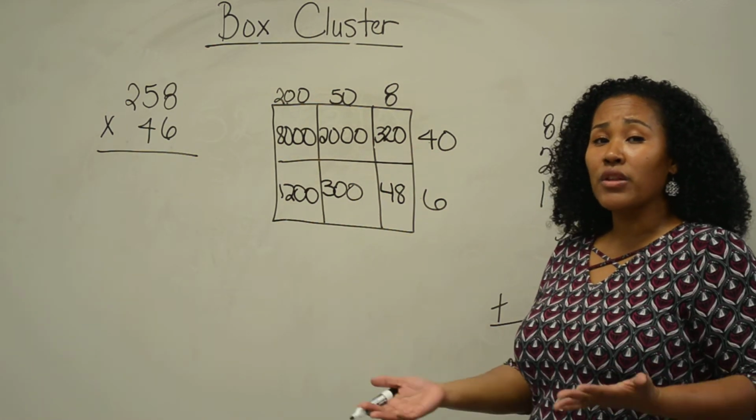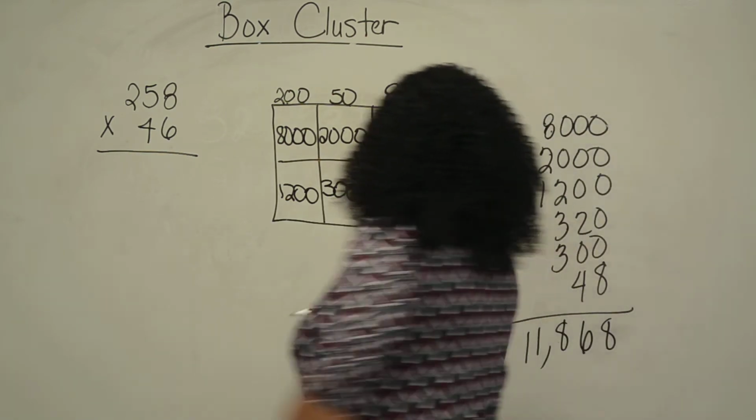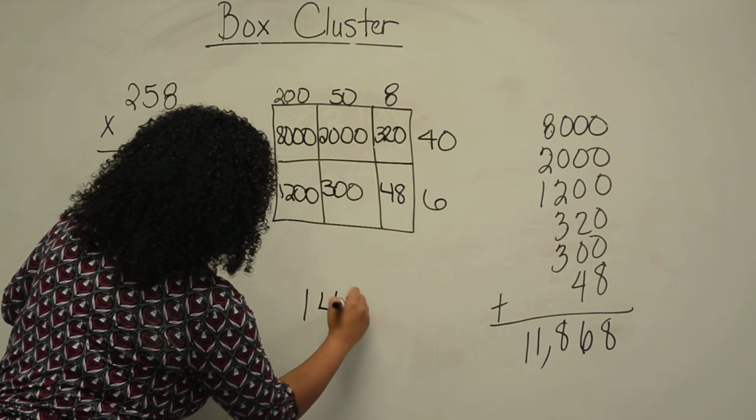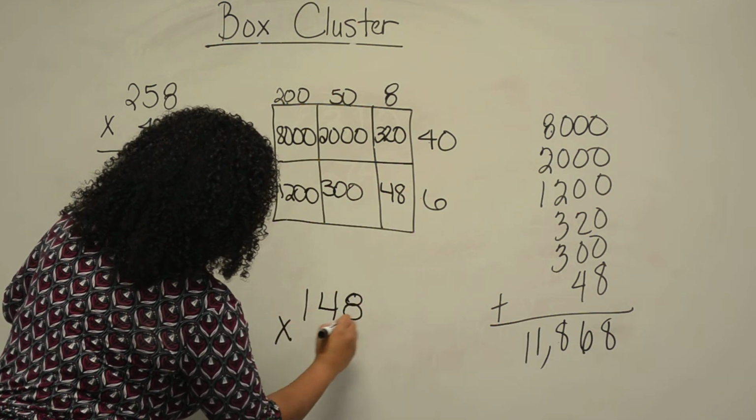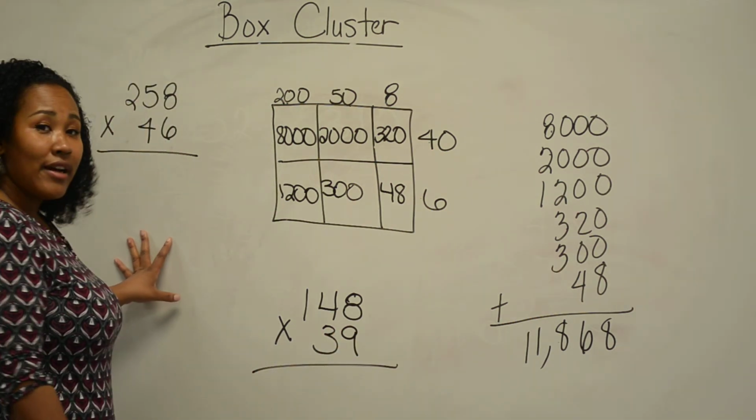All right. So here's what I'd like for you to try and bring me the answer once you get it. Even check it with a separate strategy, okay? So the problem I'm giving you is 148 times 39.